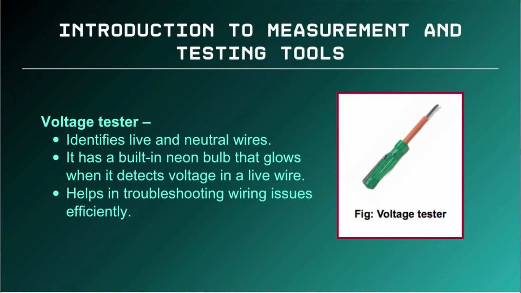A voltage tester is used to identify live and neutral wires. It has a built-in neon bulb that glows when it detects voltage in the live wire. It helps electricians safely determine the correct polarity of a connection before performing any electrical work.